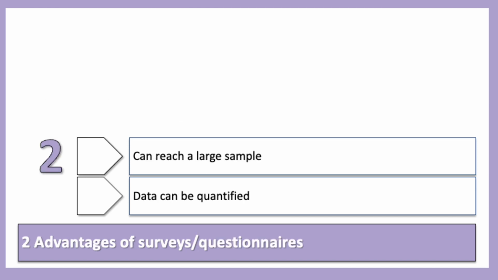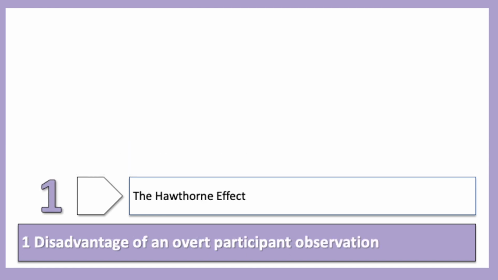So 2, advantages of surveys or questionnaires. They can reach a large sample and data can be quantified. So it can be put into numbers, then used for easy comparisons to make graphs and all sorts. And finally, one disadvantage of an overt participant observation would be the Hawthorne effect, which is where people start behaving in a different way because they are being observed. So therefore, you don't get a very accurate picture of what a situation is like.